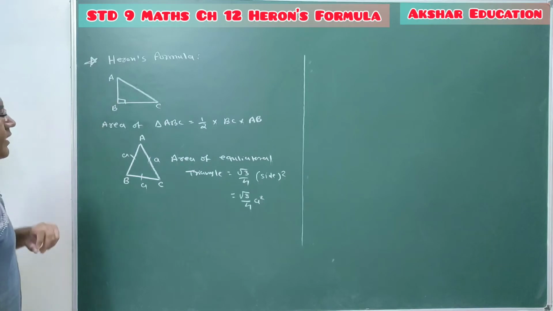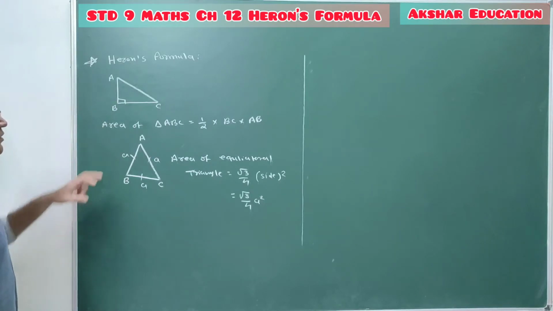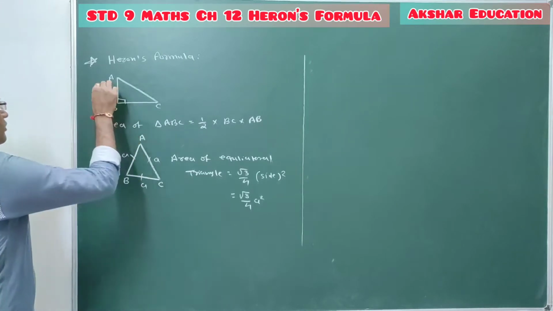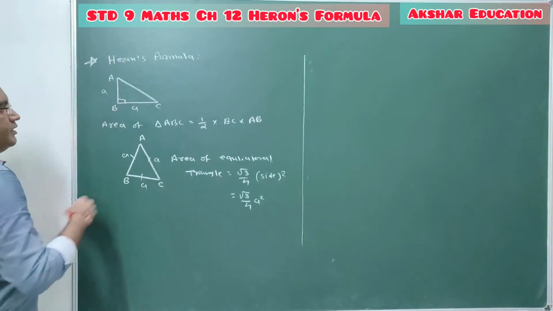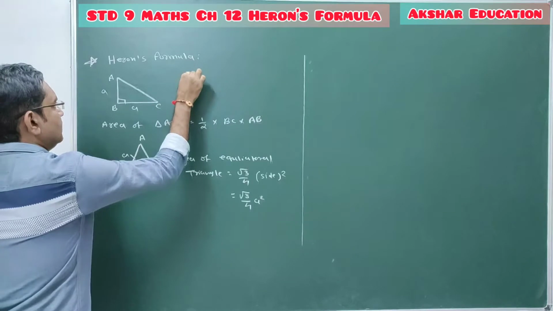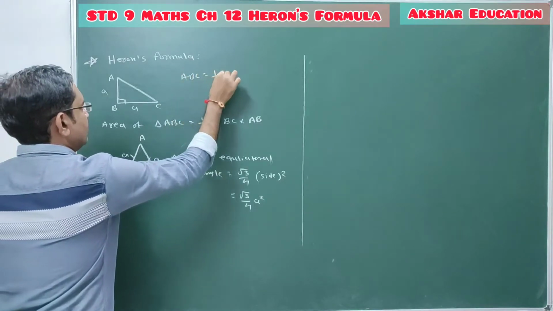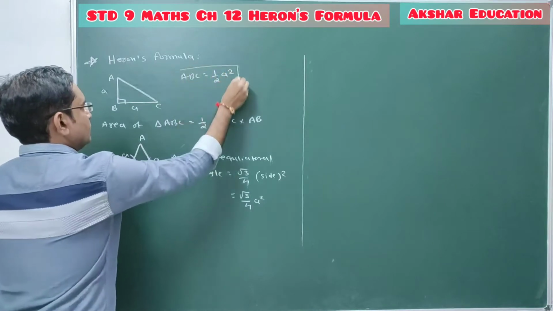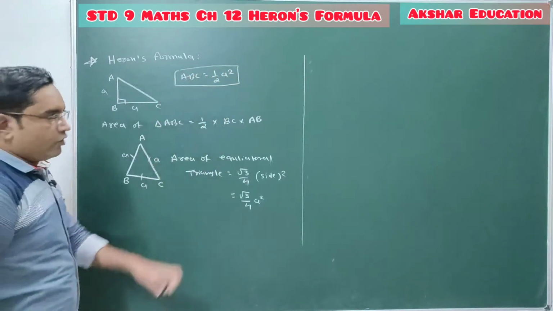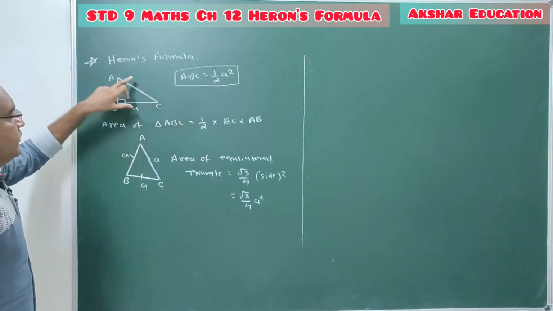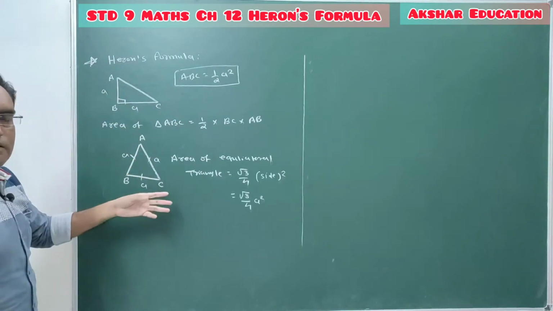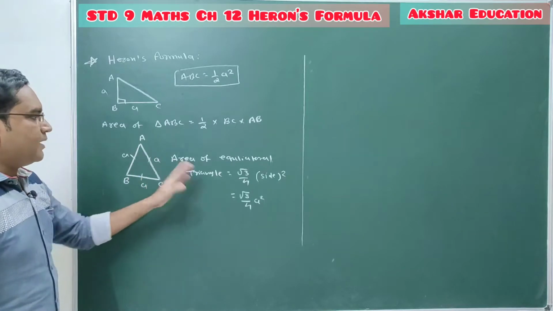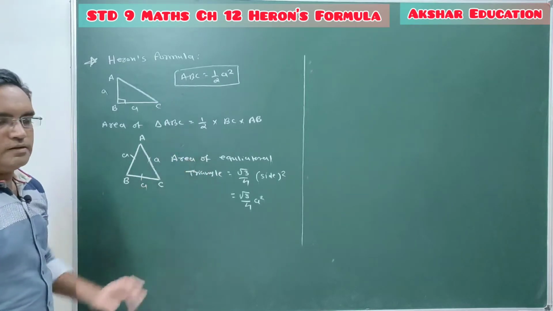Suppose one isosceles triangle is there. Isosceles triangle means two sides are equal, and for an isosceles right angle triangle, suppose the measure of the two equal sides are A and A. So in this case, the area of the triangle is given by 1/2 base into height, which is A square by 2. So the formula to find the area of different types of triangles varies according to the type of triangle. If the type of triangle is changed, the formula is changed.